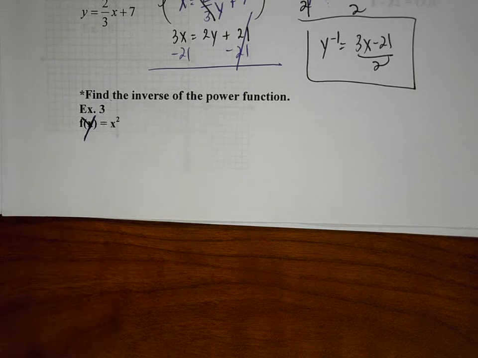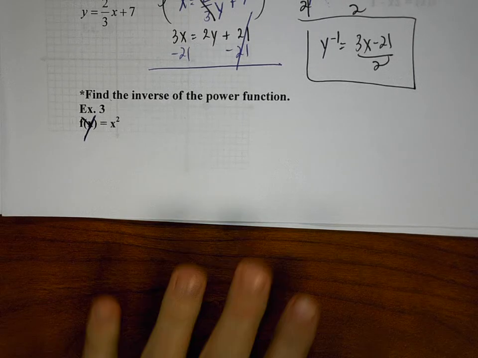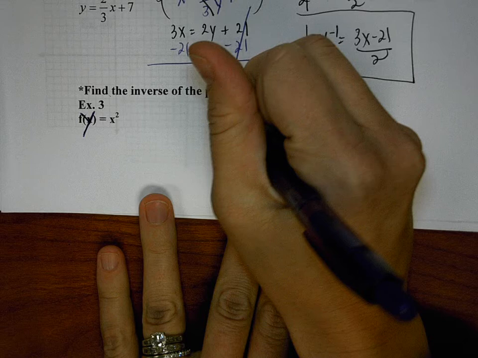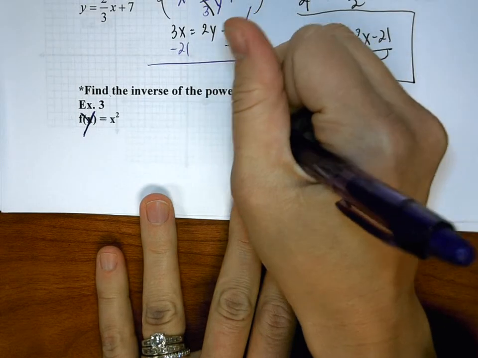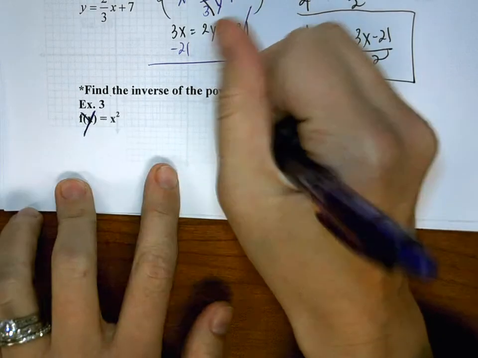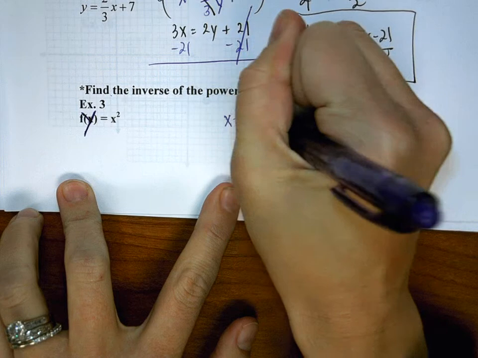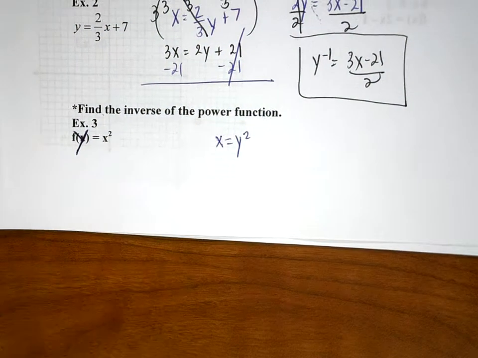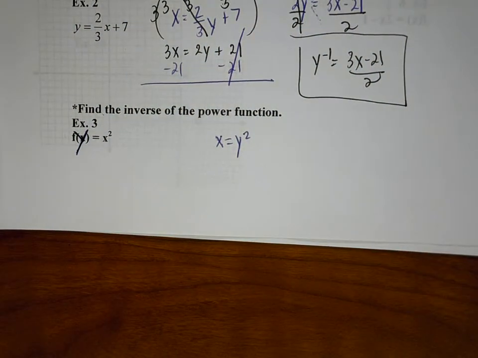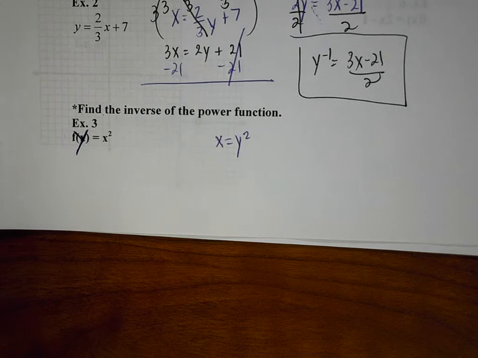My question for a popsicle stick is, how will I write my new equation? Mitchell. Yes, very good, Mitchell. Thank you. x equals y squared is correct. Now I need to get y by itself. So my next step is to do what in order to get y by itself? Kate.